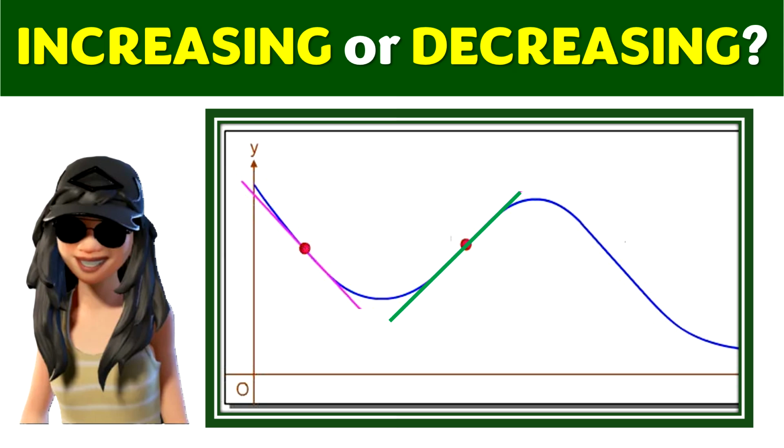Let us take a look at this graph. Sometimes the curve goes down and sometimes it goes up. And at certain points, it becomes flat. So here is the question. How can we tell when a function is increasing or decreasing? And more importantly, how can we determine this using calculus?